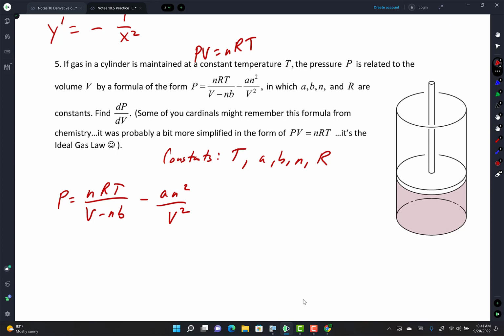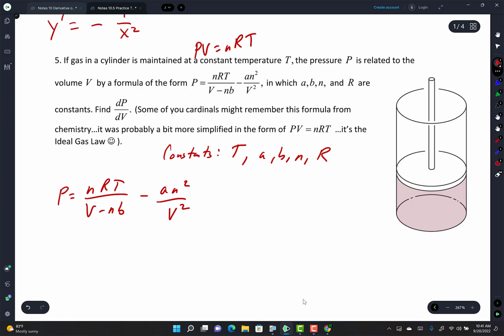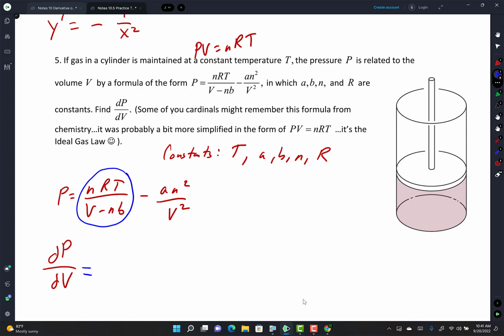And I'm going to do what you guys tell me. I want dP/dV. So that means take the derivative of pressure with respect to volume. So for the first rule, for this one right here that I'm circling in blue, what rule do I got to use? Yeah, quotient.